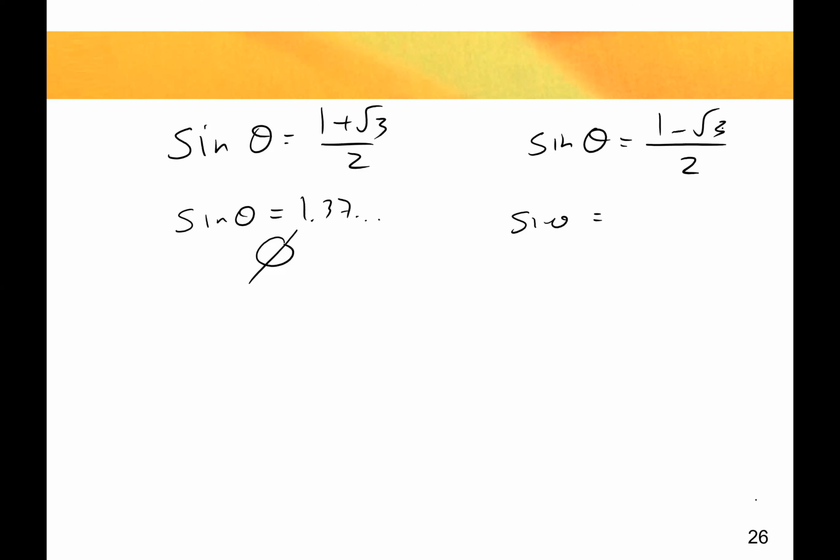Oh, yeah, 1 minus the square root of 3 divided by 2. It's negative 0.37. Okay, gotcha.